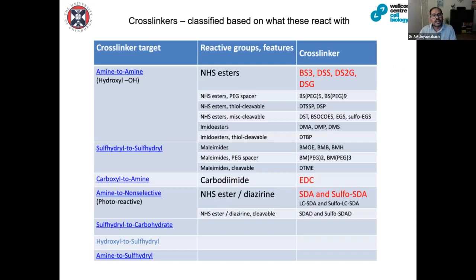This is just an example of a typical cross-linker, but we have a huge array of cross-linkers to choose from. The most commonly used cross-linkers are the amine-to-amine cross-linkers, such as BS3 and DSS, a carboxyl-to-amine cross-linker called EDC, and amine-to-non-selective photoactivatable cross-linkers such as SDA and sulfo-SDA. And these cross-linkers are classified based on what they react with. That's why I was saying amine to amine, carboxyl to amine. So I'm going to introduce you to these three major classes of cross-linkers in the next few slides.